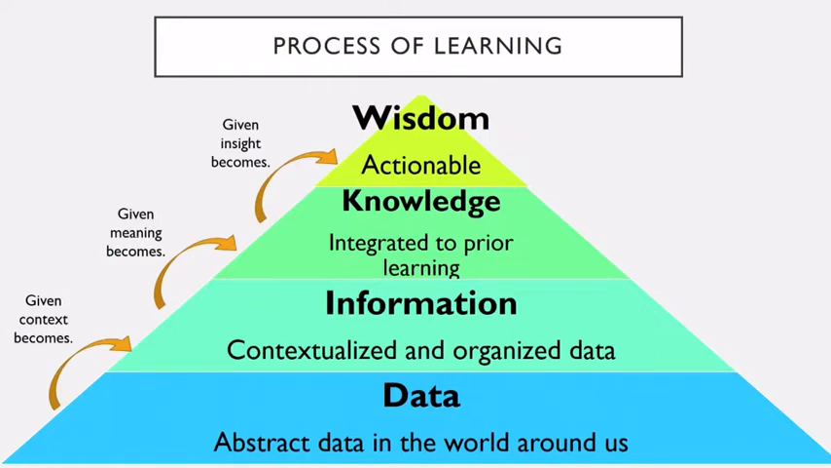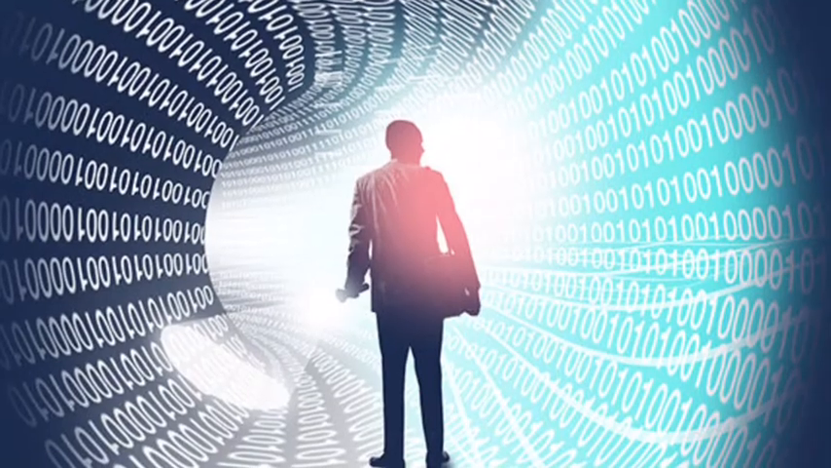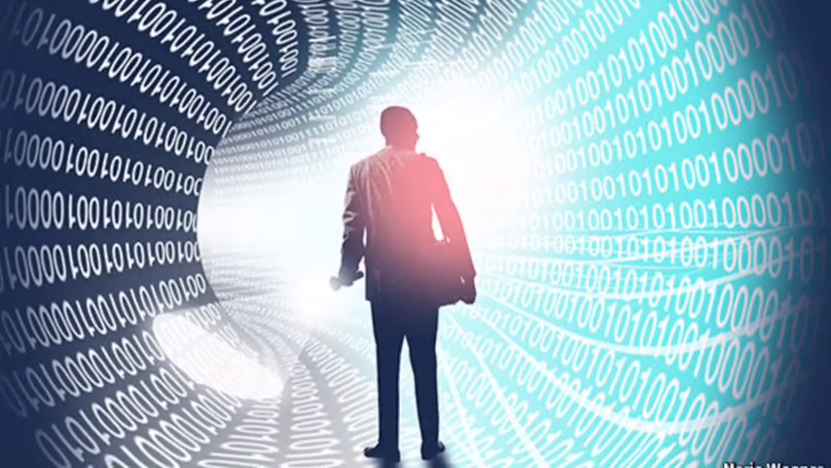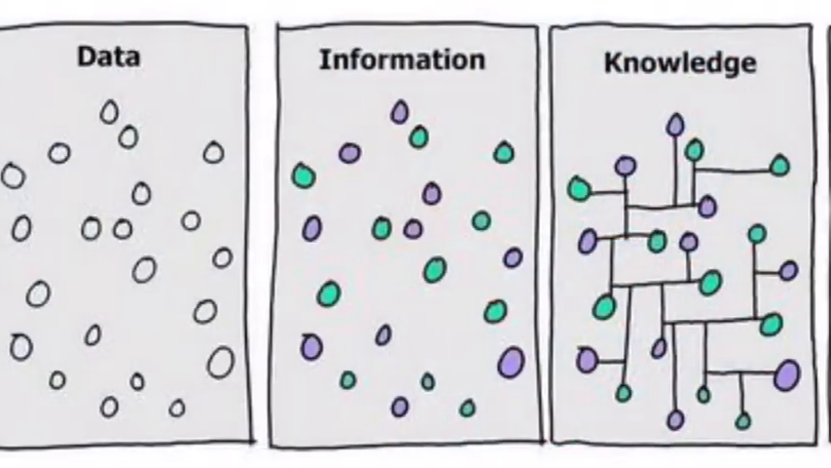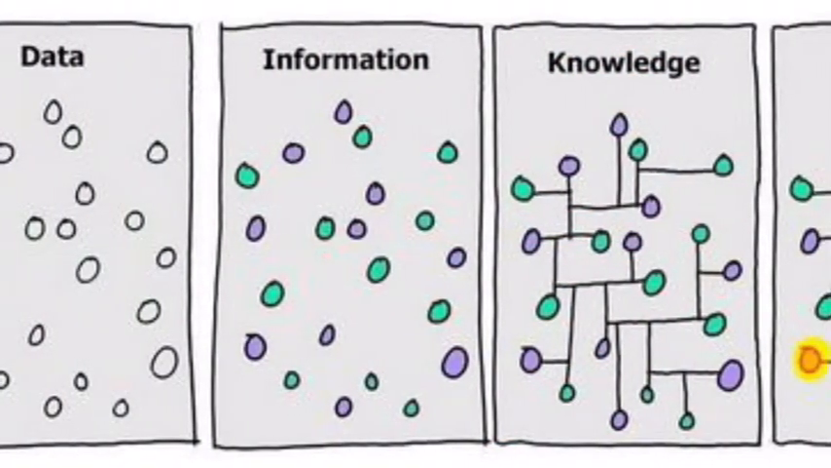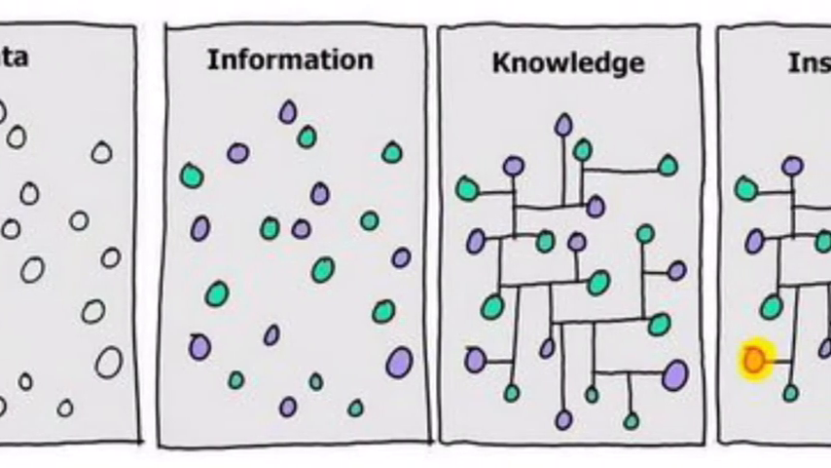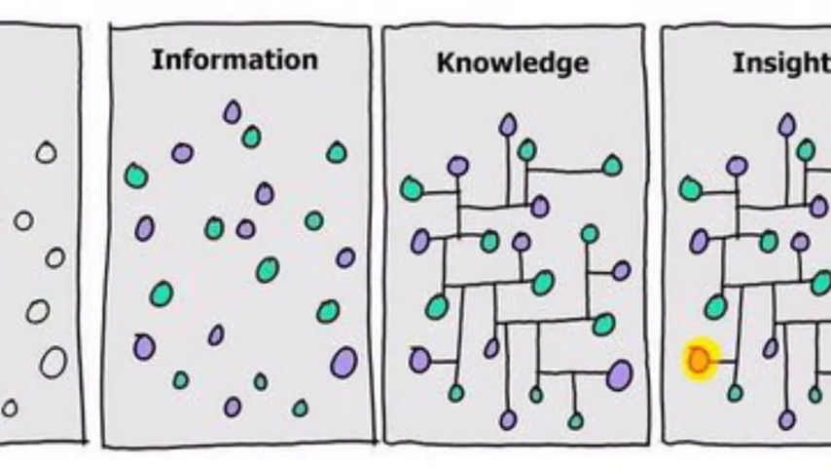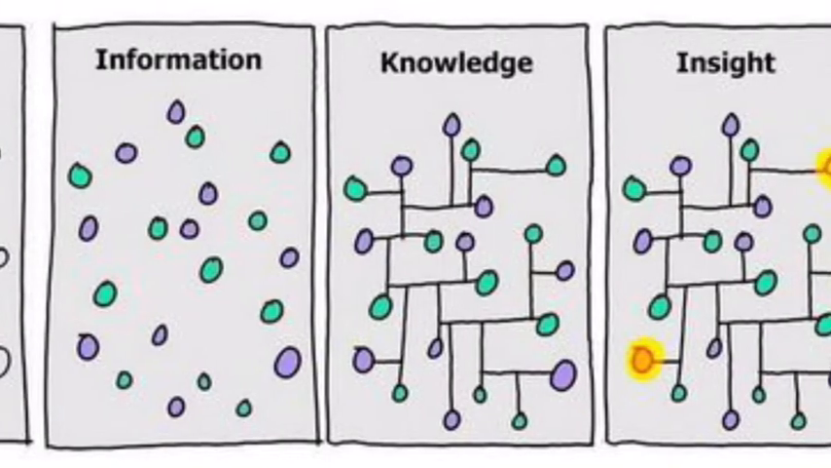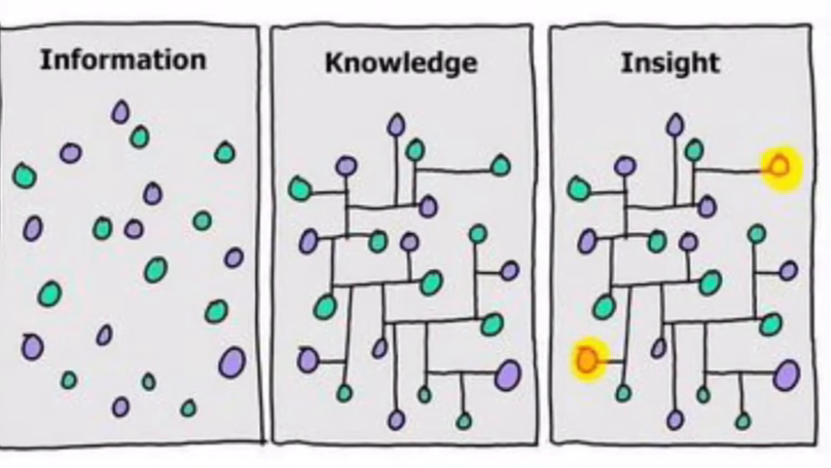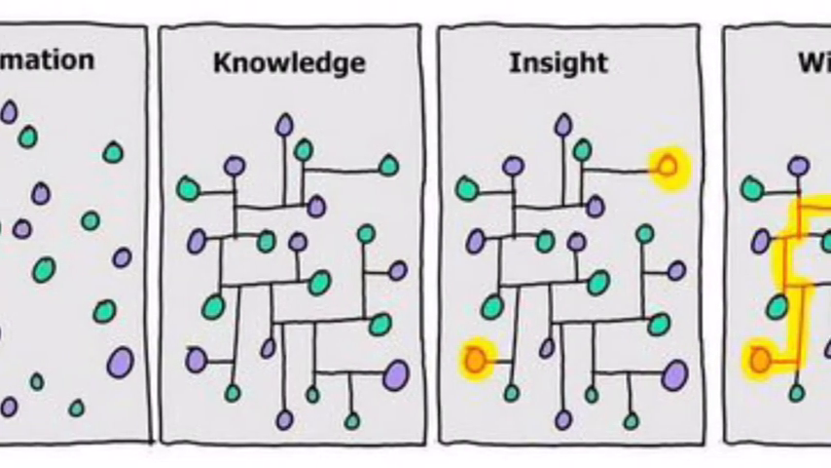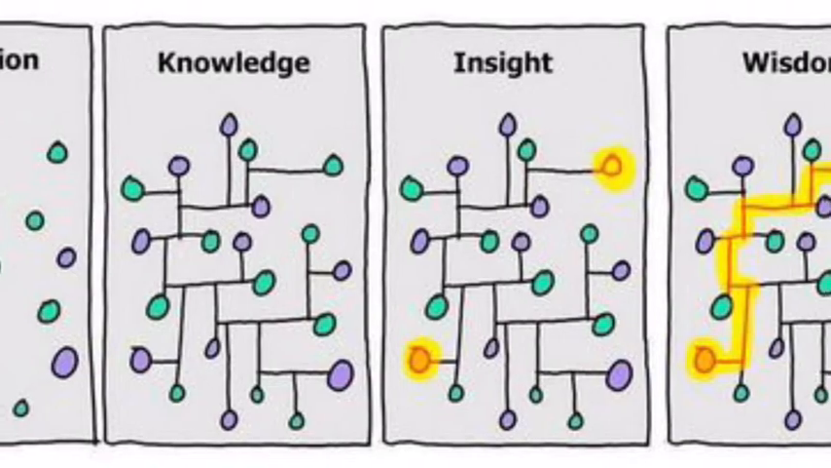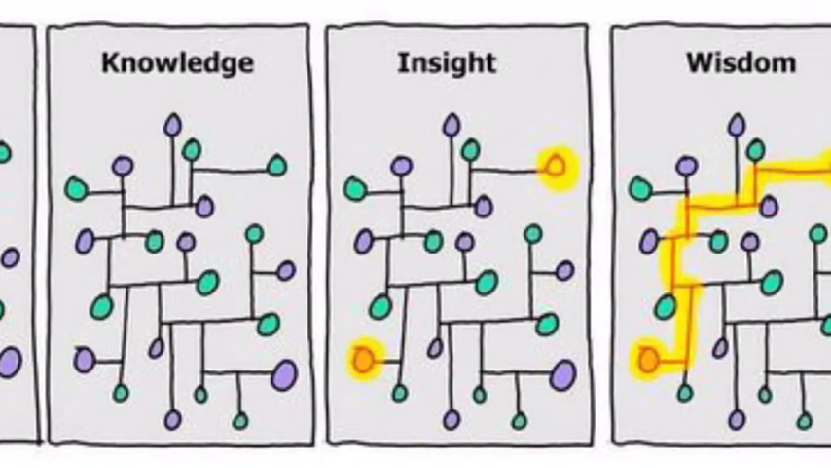But before we get to the wisdom, that learning arrives to us as messy, isolated, abstract data. And so we need to process that in order to turn that into anything meaningful. And so we first give context to that. And that data then becomes information. It's contextualized and it's organized. Then we give that information meaning and it becomes knowledge. It's integrated to prior learning. And then finally, we give insight and suddenly that knowledge becomes wisdom.